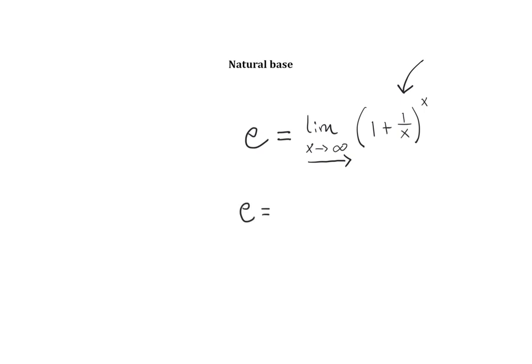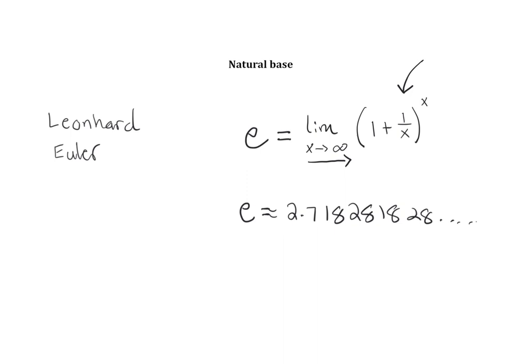And what it does is it approaches an irrational number that, I'm going to have to round this, is 2.718281828, and this goes on and on forever. So this is a famous irrational number. It was discovered by Leonhard Euler, and it seems like a weird, strange number, but it is used most commonly when we're doing applications of exponential functions.